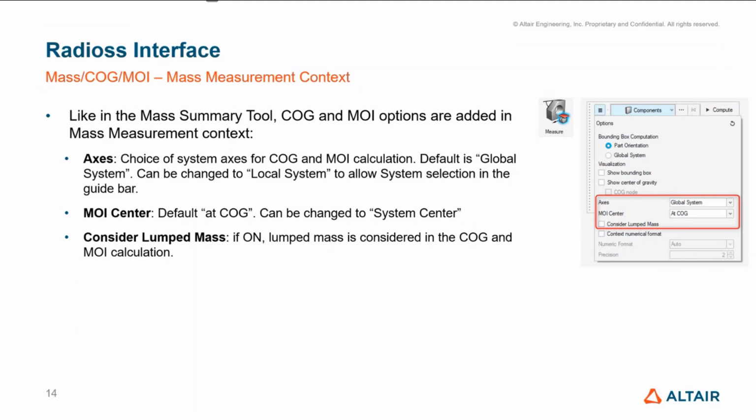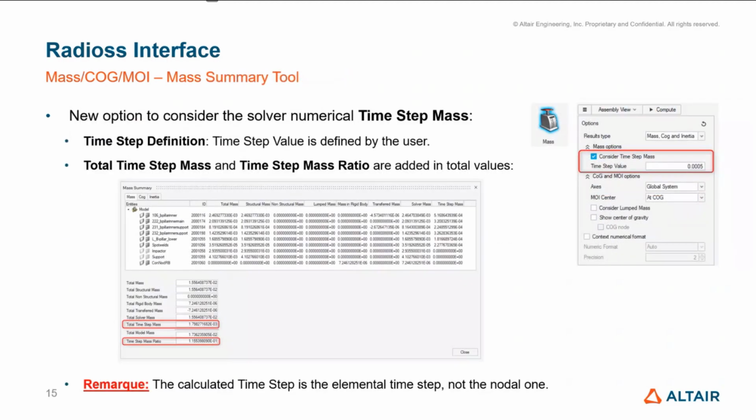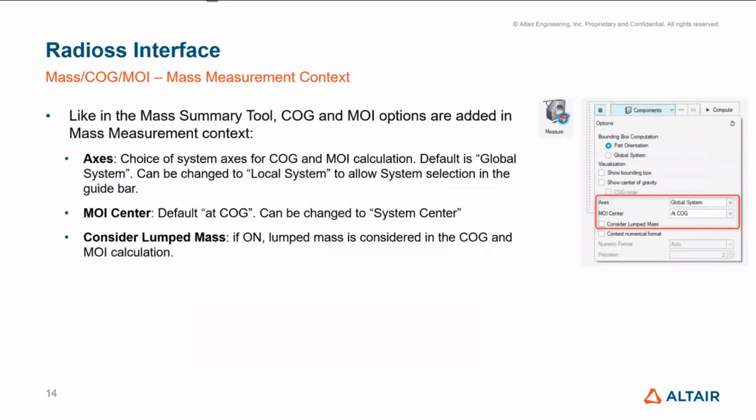Another improvement is made in the mass measurement context. This is also a change that has been made across the profiles, across the interfaces. These changes affect the addition of the COG and MY options, which were previously added in the mass summary tool.